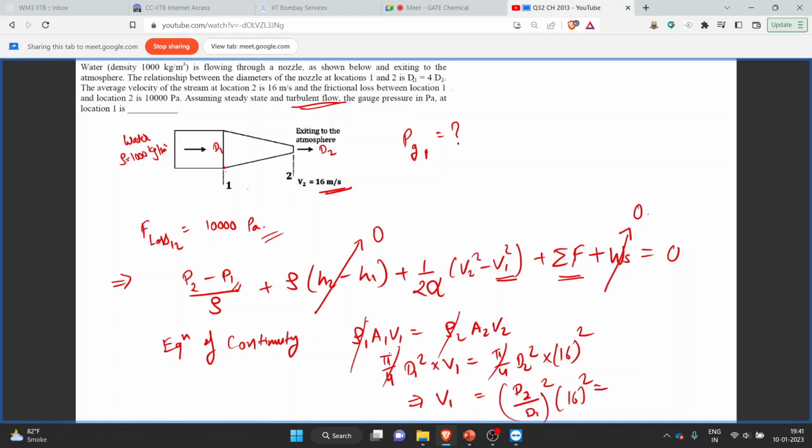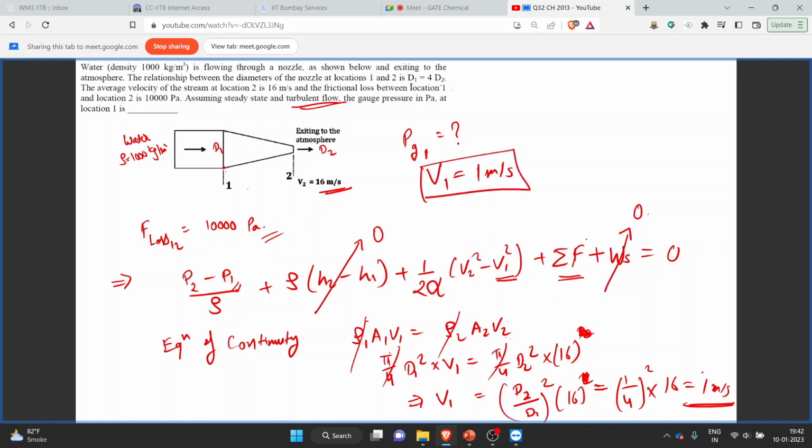So over here we have been given that d1 is 4 times d2, that implies d2 upon d1 will be 1 upon 4. So it will become (1 upon 4) whole square into 16. Over here we are only having velocity, so this is not squared. So V1 will be 1 upon 16 times 16, that is 1. So V1 we obtained as 1 meter per second.